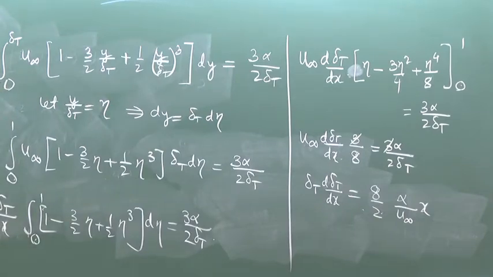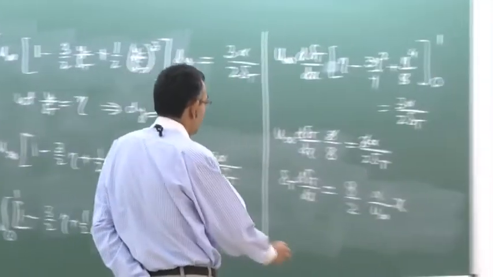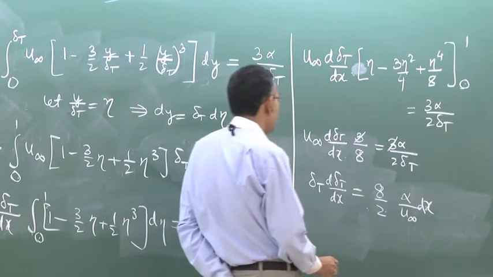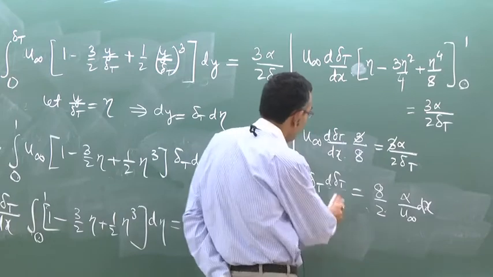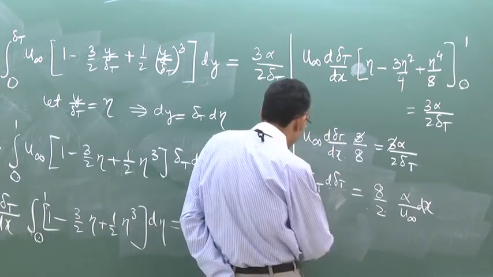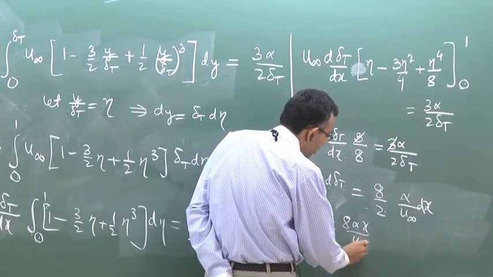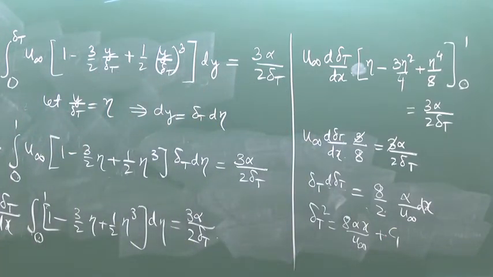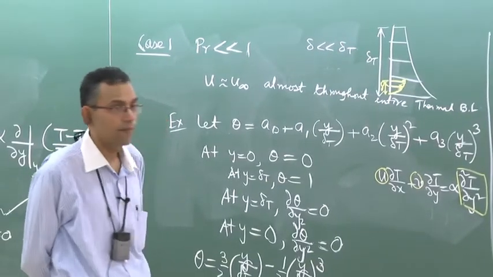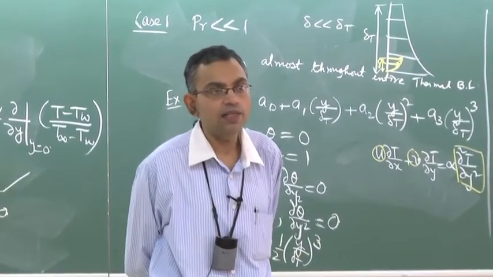Now what is the boundary condition to get this, so this is dx. So if we integrate this, then delta t square is equal to 8 alpha x by u infinity plus some constant C1. So question is, what is the boundary condition to get this value of C1? What is the boundary condition at x equal to 0?